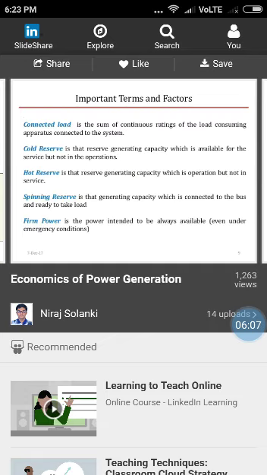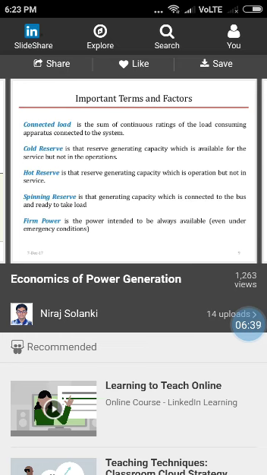Important terms and factors. Connected load. Connected load is the sum of continuous ratings of the load consuming apparatus connected to the system. Cold reserve is that reserve generating capacity which is available for the service but not in operation. Hot reserve is that reserve generating capacity which is in operation but not in service.